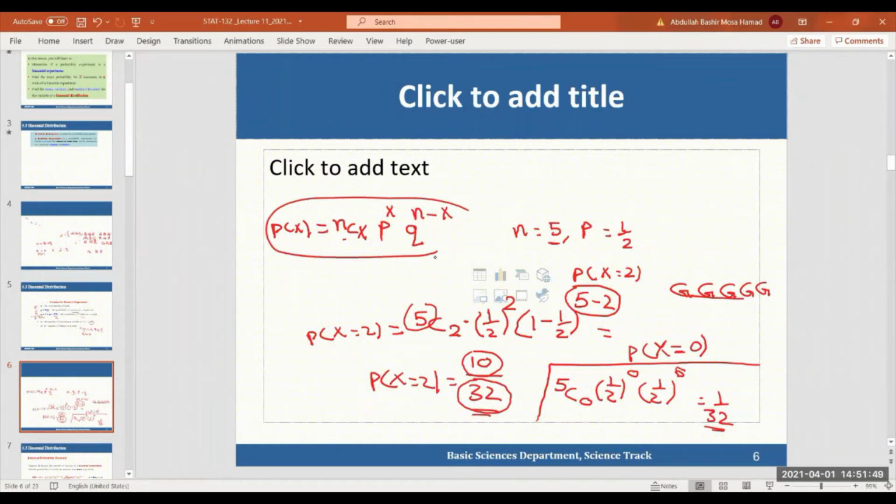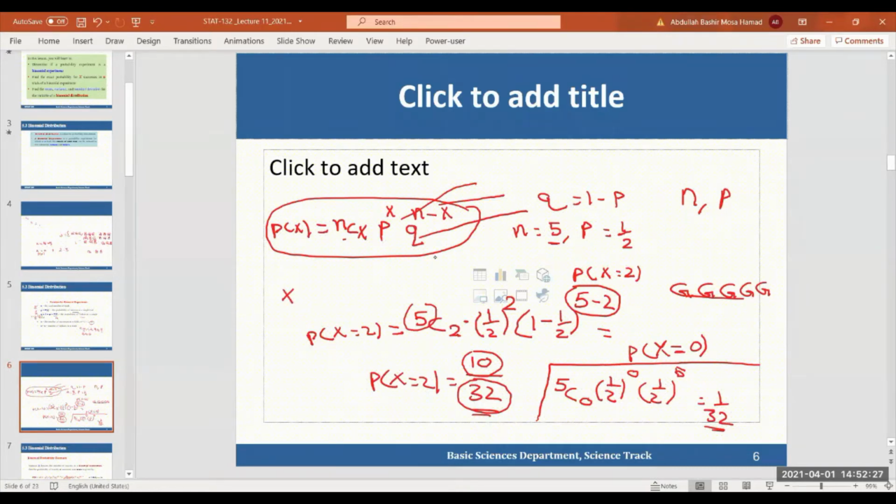And then n is fixed, p is fixed. If you know p, we will know q. q is 1 minus p. We just change x. Probability of x equal 0, x equal 2, equal 3, equal 4, equal 5. Instead of x, we just put the corresponding values. Clear? So for the binomial distribution, we need to know two parameters. We need to know n and p. And we write it like this.